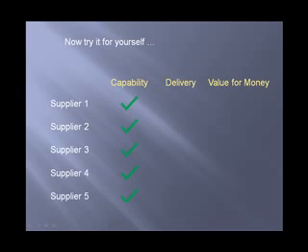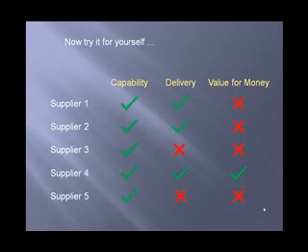Next, consider whether or not your first supplier is delivering a quality result. This is column 2. And whether or not they are consequently delivering value for money. This is column 3. Put a tick in columns 2 and 3 if your answer is yes, and a cross if the answer is no. Now complete the exercise for the remaining 4 suppliers.